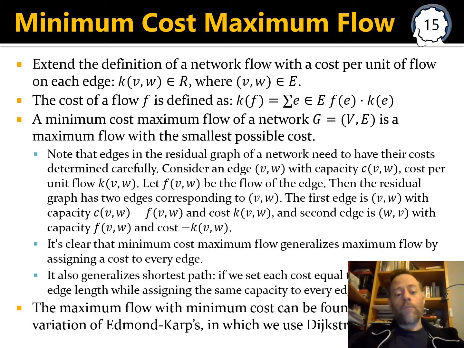And in order to compute the maximum flow with minimum cost, we can adapt Edmonds-Karp. So instead of using breadth first search, we can now use Dijkstra's shortest path algorithm to find the shortest path, but of course in the cost part. So basically the minimum cost augmenting path, and then we can use this and select the augmenting paths in increasing order of cost.